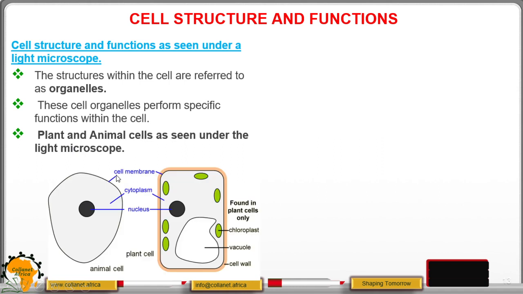A cell membrane, cytoplasm, and a nucleus can be seen in an animal cell. For a plant cell, a cell membrane, nucleus, cytoplasm, chloroplast, vacuole, and a cell wall can be seen, that is under the light microscope.